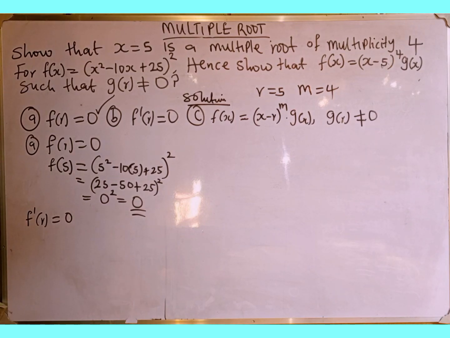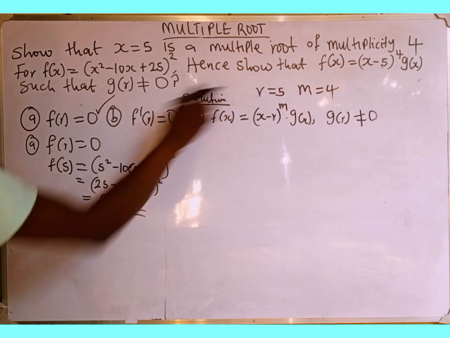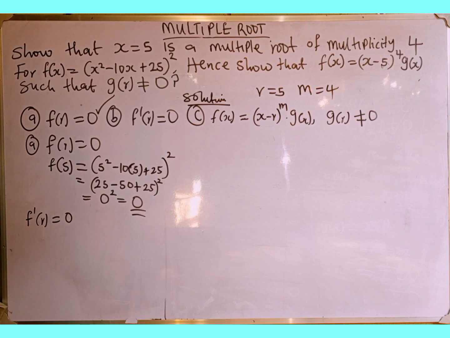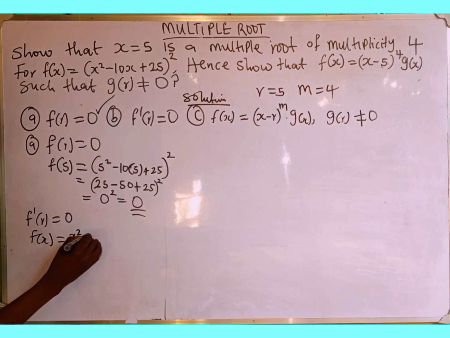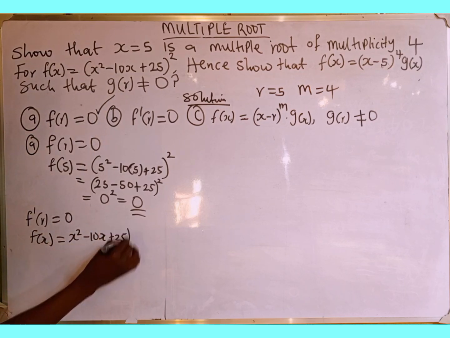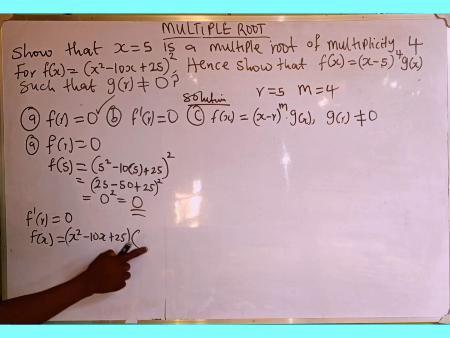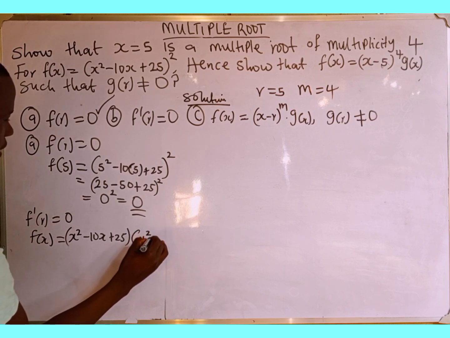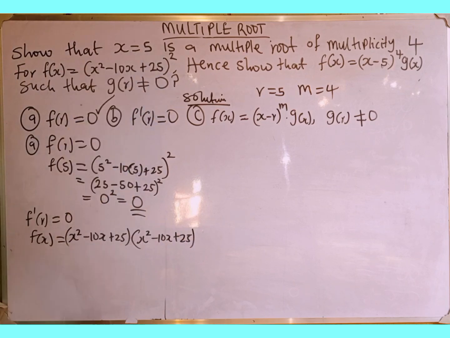What this implies is that we are going to differentiate this function. Then, before we substitute r, because r is equal to 5, anywhere we see x, we replace it with 5. Now, this given function f of x can also be written as x squared minus 10x plus 25. Then because of this square, we can write it two times. This will be multiplied by the same function, x squared minus 10x plus 25. This is equivalent to this given function.